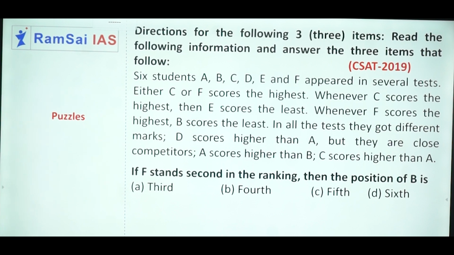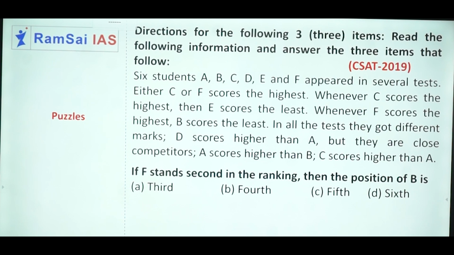6 students A, B, C, D, E and F appeared in several tests. Either C or F scores the highest. Whenever C scores the highest, then E scores the least. Whenever F scores the highest, B scores the least. In all the tests, they got different marks.